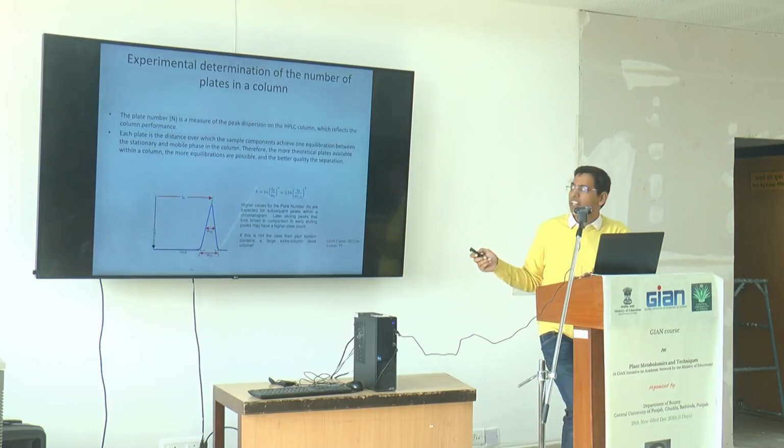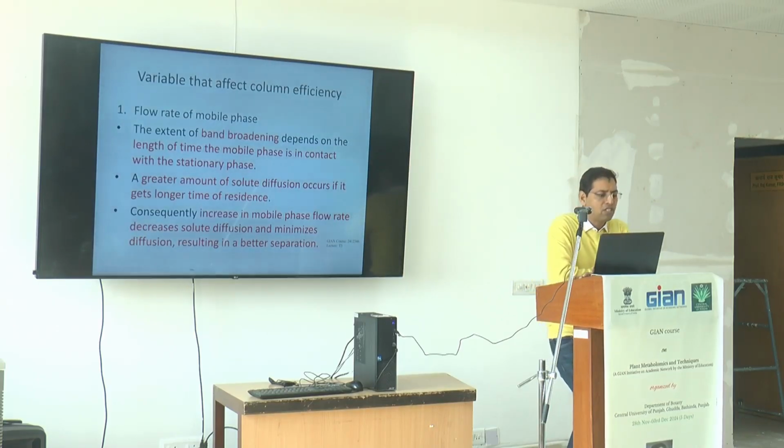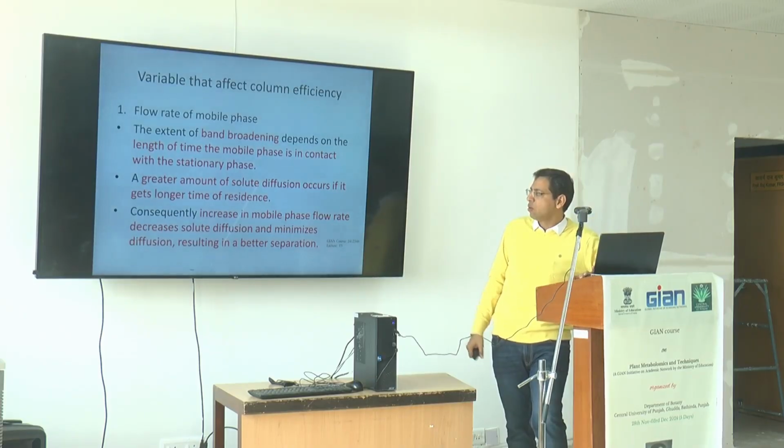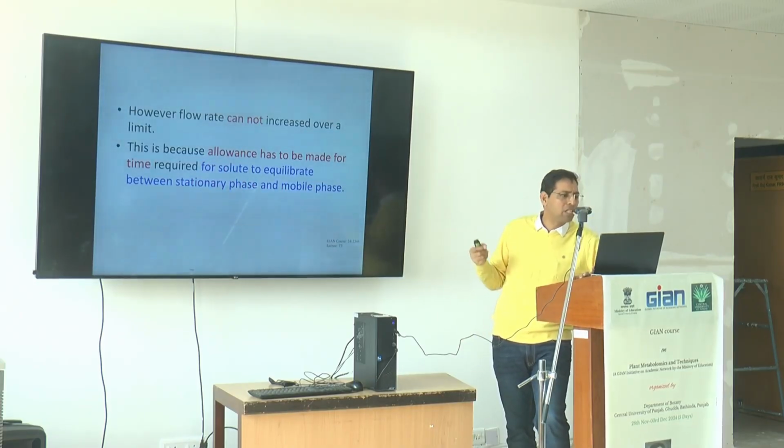There are many variables which affect the column efficiency. That is the flow rate; band broadening depends on the length of time the mobile phase is in contact with the stationary phase. A greater amount of solid diffusion also gives a longer residence time. So with flow rates, we can't play too much, only increase up to a limit. We allow the time for how long we would like the solutes in the mobile phase to interact with the stationary phase.